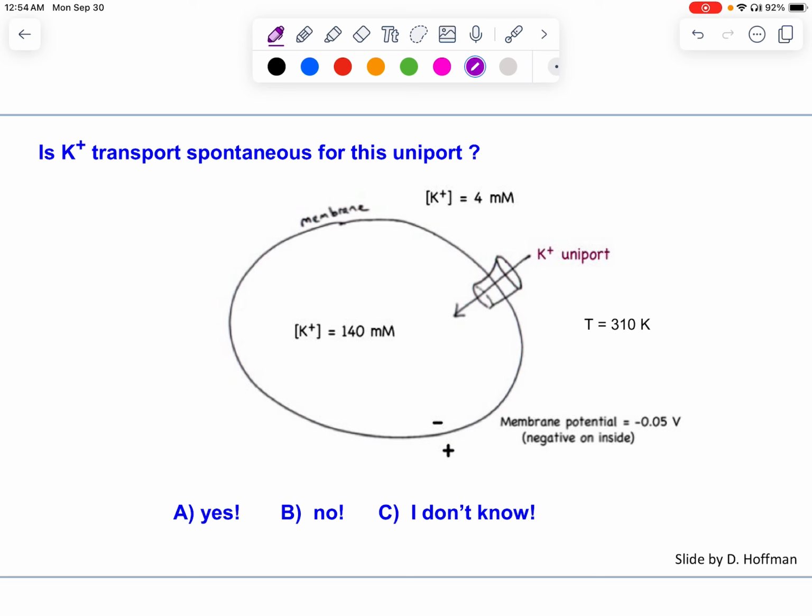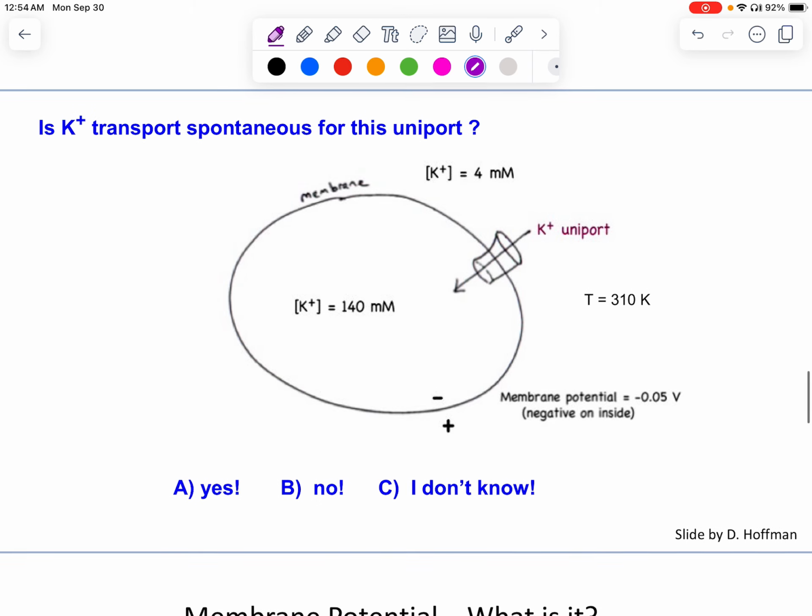So is potassium transport spontaneous for this uniport? We see the potassium is moving into the cell. We see that the outer concentration is 4 millimolar and the inner concentration is 140 millimolar. So starting off, I'm going to say, wow, it's moving from low concentration to high concentration. No, I do not expect that to happen. But then I'm going to stop and say, oh, wait a minute. I've got some more information.